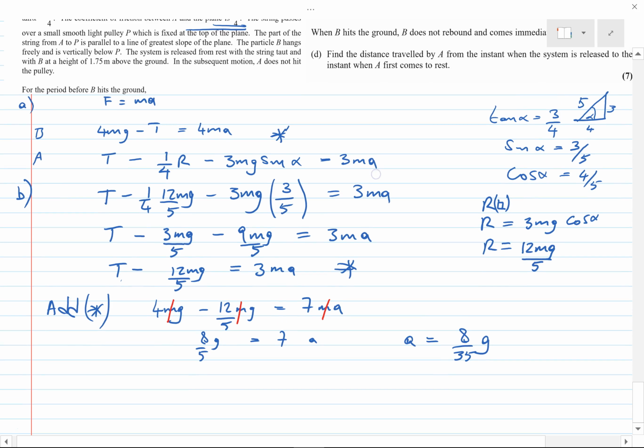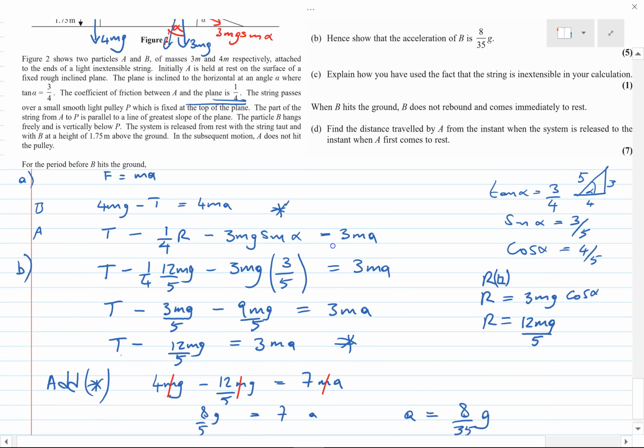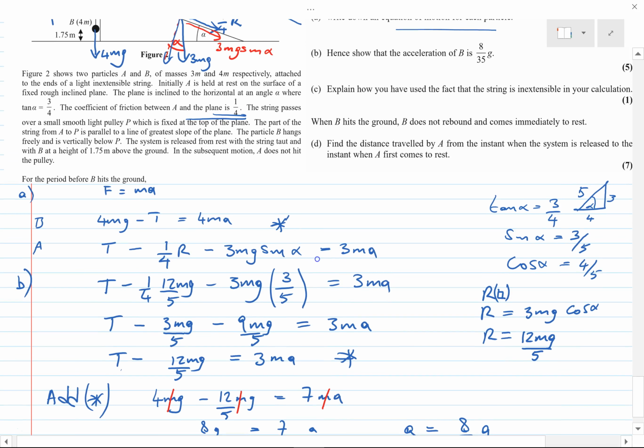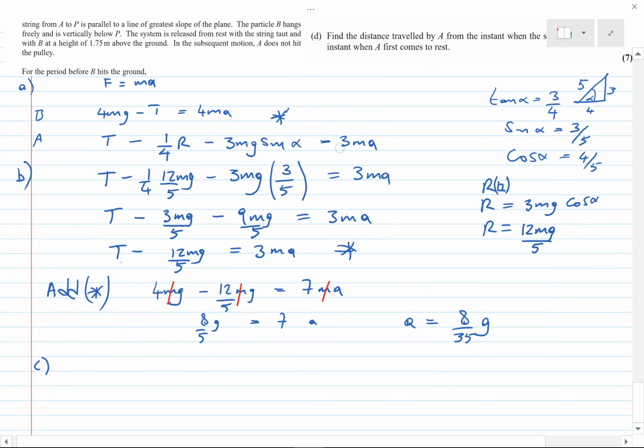On part B, it says explain, this is a little 1 mark question, how you've used the fact that the string is inextensible. It's one of these modelling things. If it wasn't inextensible, it could be moving and it would be an elastic string, and then they wouldn't necessarily have the same acceleration. So the answer here really is only this: acceleration is the same.